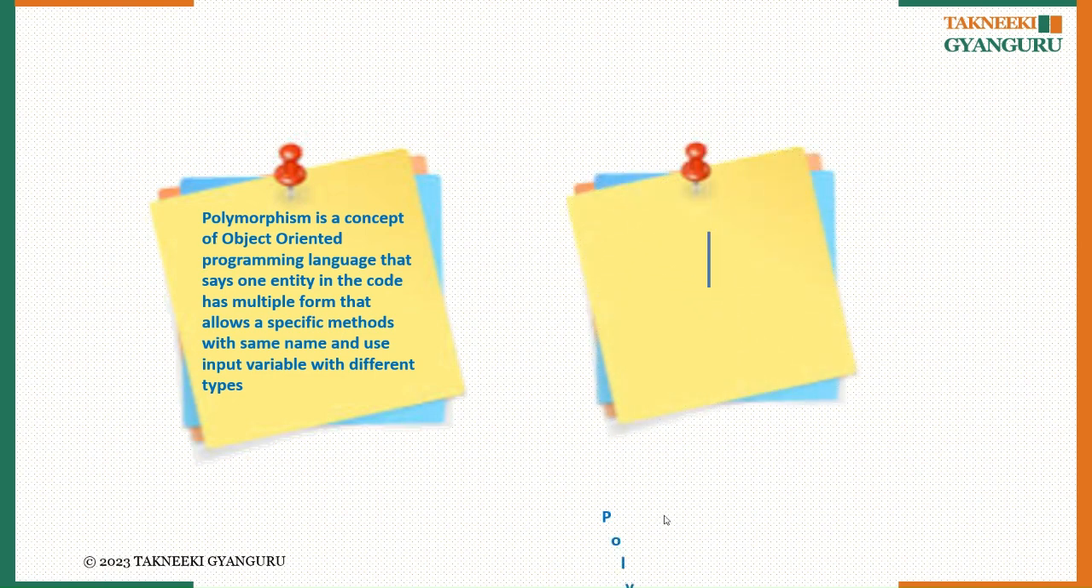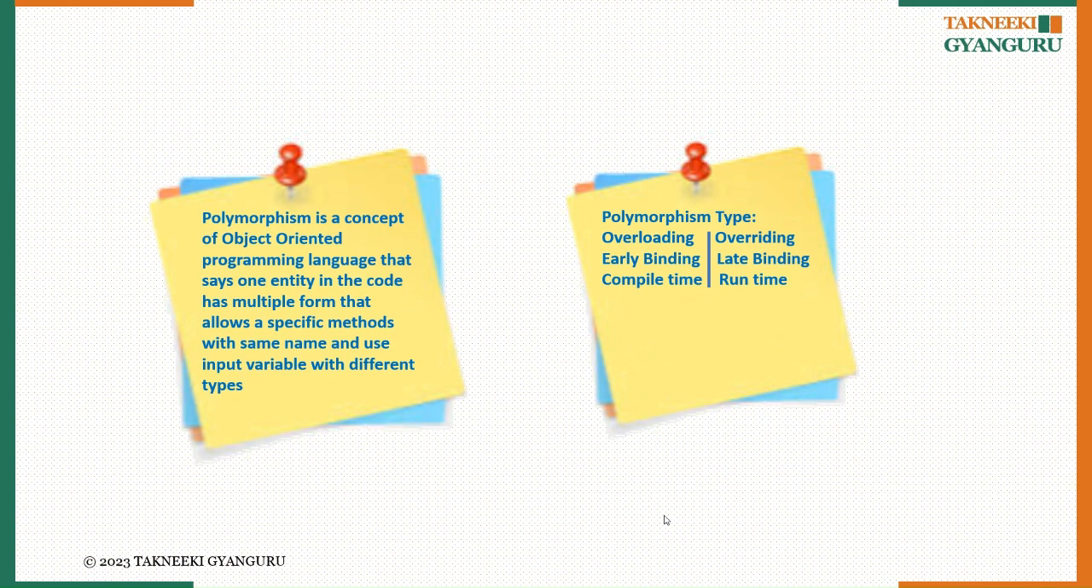So there are two types of polymorphism. One is overloading, another one is overriding. Overloading we also call early binding or compile time polymorphism, and overriding we also say late binding or runtime polymorphism. There are two types only, but there are different names, right? So let's move to the next slide for details.